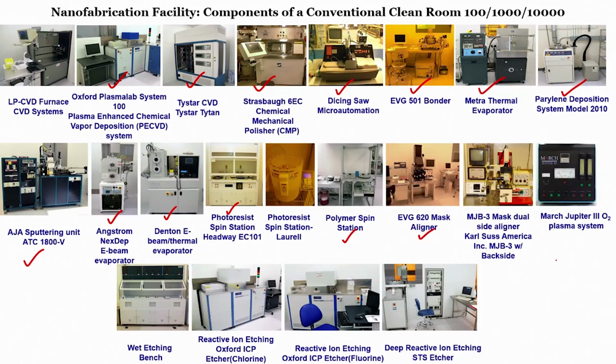you have an EVG 620 mask aligner, you can also have an MJB4 mask aligner, right, like you can see here it is an MJB3. You can have MJB3, 4, whatever mask aligner; in general you will see a mask aligner. Then you will see a plasma system for bonding glass with PDMS, then you may have wet etching, you have RIE, you may have fluorine, chlorine, and you may have DRIE. So these are a few of the equipment that you will generally find in a conventional clean room, which is 100,000, 10,000, even class 10.